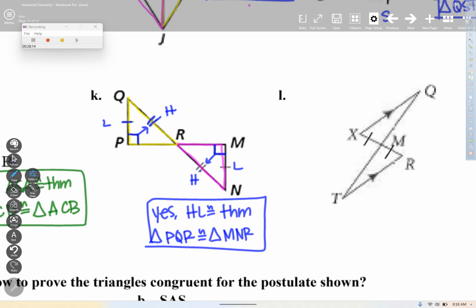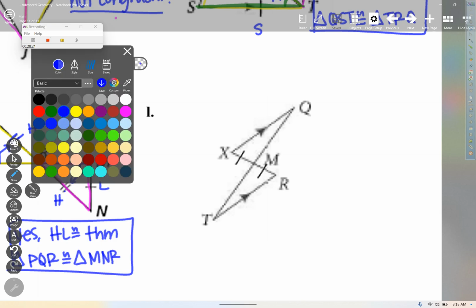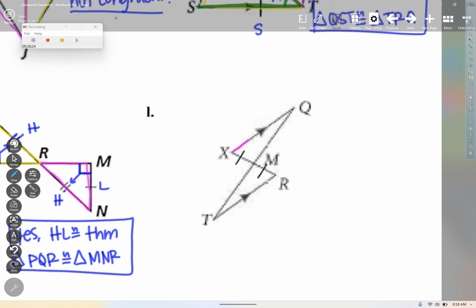Okay, and on to our probably hardest one of the day, but we got it. Let's go ahead and highlight our triangles. I only have one marking that matters, just that side, so I definitely need to add stuff. I don't have a shared side, but I do have vertical angles, M, so I need to mark angle M, which is awesome. And then I have those arrows, so that means I do have parallel lines.